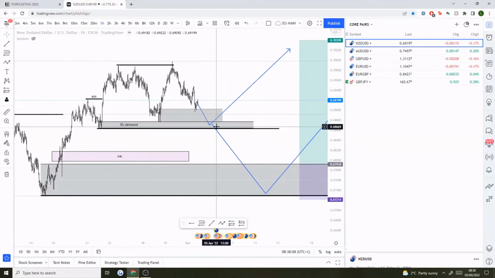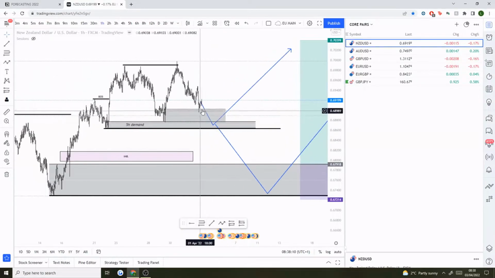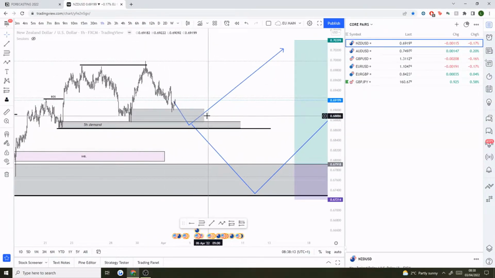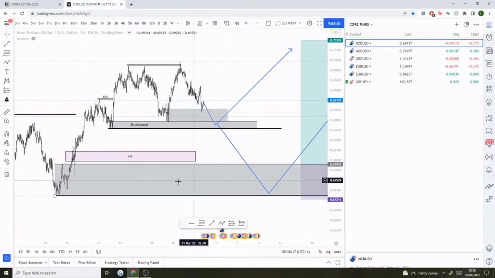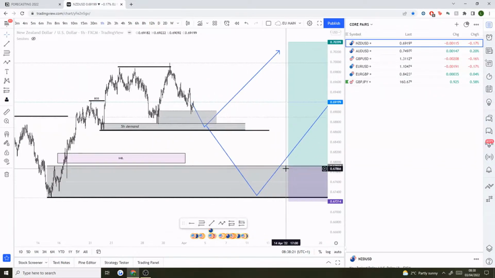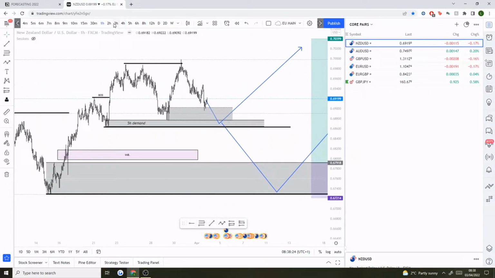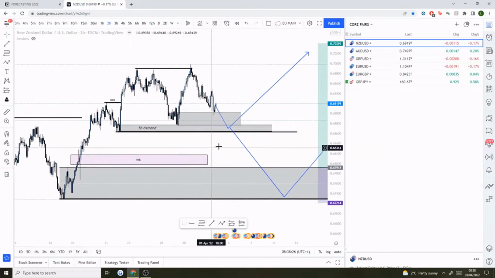Now, if both of those opportunities are invalidated, possibly we'll get a counter trend sell made available, which we can then take to come down here. And then once we are down here in this daily order block, I will just look for buys out of the daily order block. So that is my view on NZDUSD this week.